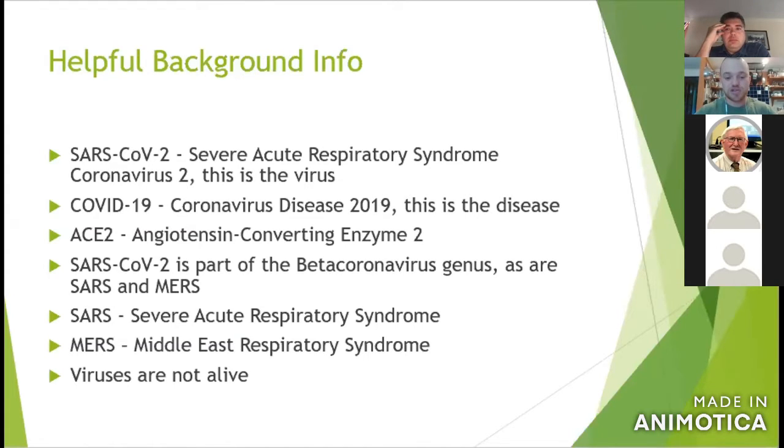Next, SARS-CoV-2 is part of the beta coronavirus genus, as are SARS and MERS. You may remember SARS, Severe Acute Respiratory Syndrome, from 2002 to 2004. That came from the Asian palm civet, and it was a pretty big deal back then. It had a high mortality rate. Luckily, it wasn't nearly as infectious as COVID has become. And MERS, Middle East Respiratory Syndrome, came from camels in Saudi Arabia in 2012. It's still an ongoing problem, but those are both beta coronaviruses, as is SARS-CoV-2, which will also be important later.